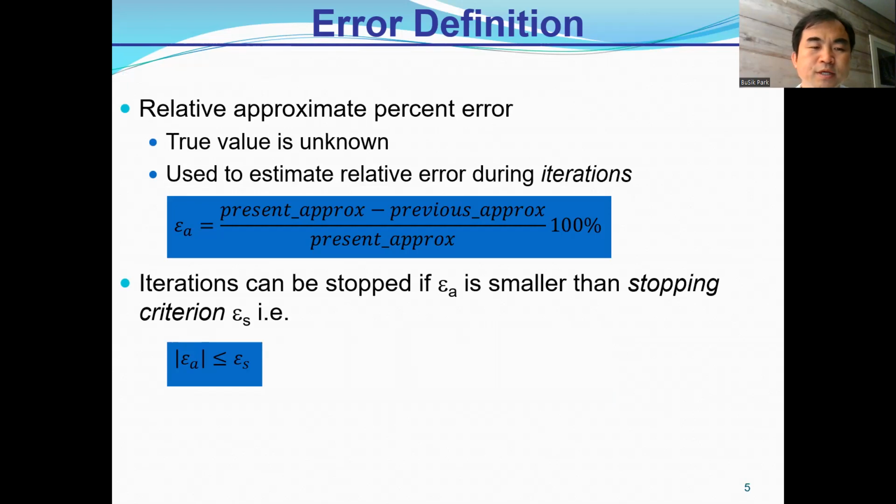In that case, the approximate error, which we denote epsilon A, is the present approximation minus the previous approximation, divided by the present approximation, multiplied by 100. So this is the percent approximate error, epsilon A.